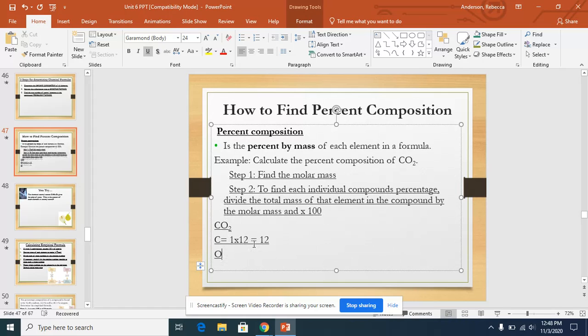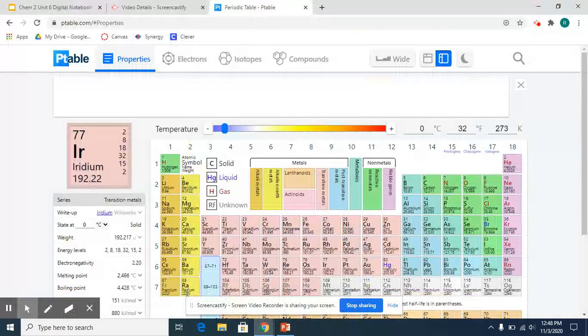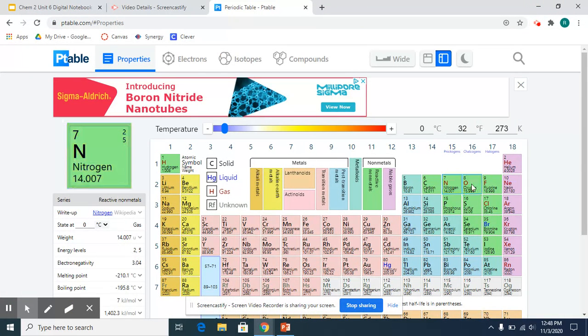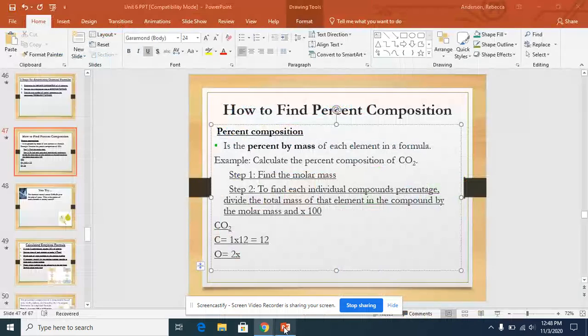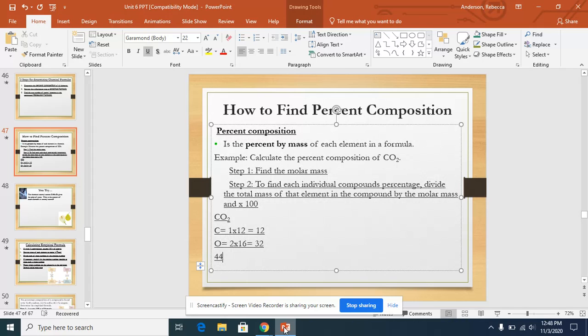And then oxygen. We have 2 oxygens. If we find the mass, that is 16. 2 times 16 is 32. We add those two numbers up. 12 plus 32 is 44 grams per mole.